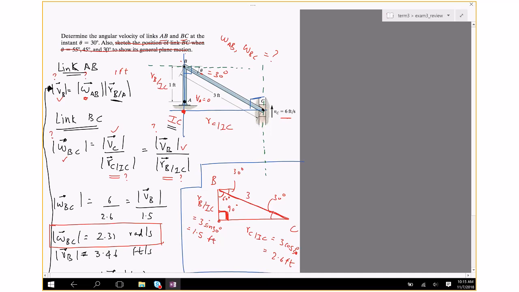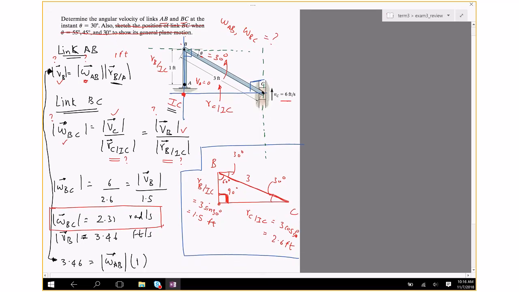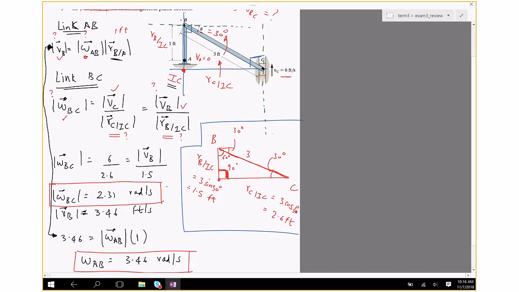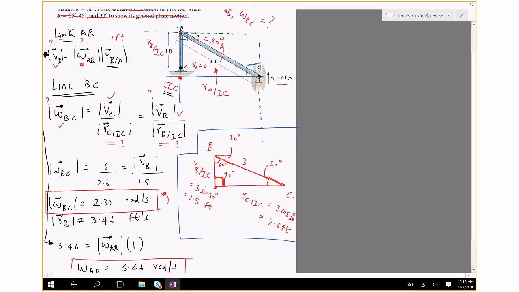At this instant, by the way, that IC will change as things move. If everything is spinning, then BC is going to have a counterclockwise speed because C is going upwards. So omega BC is counterclockwise. And we can use the same logic for B. If BC is moving counterclockwise, VB has to move to the left, which means AB has to be counterclockwise.